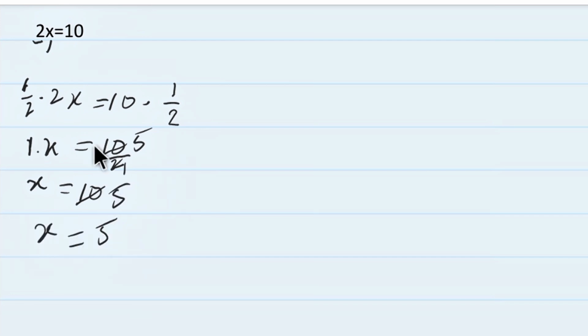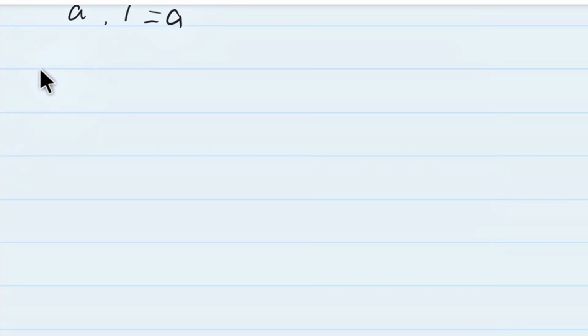Now to verify the solution, we will replace x by 5. So 2 into 5 is equal to 10. 2 fives are 10, so 10 is equal to 10. So it is clear that x is equal to 5 is a solution to the given equation.